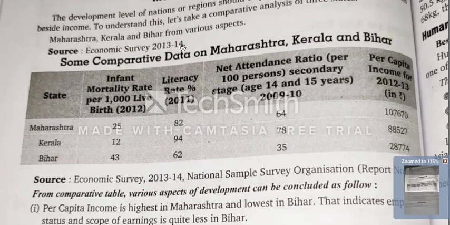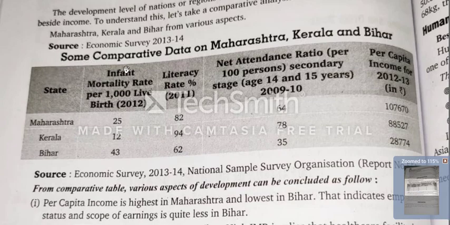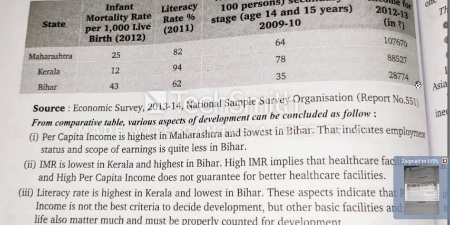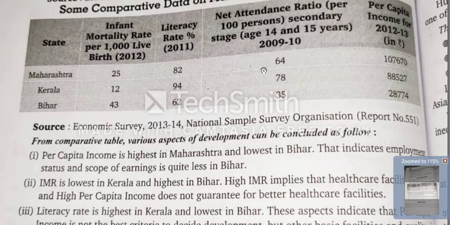Economic Survey 2013 and 14. Some comparative data on Maharashtra, Kerala and Bihar. Here you will see infant mortality rate per thousand live births 2012. Literacy rate you will see here, and net attendance ratio per 100 at secondary stage, 14 and 15 years, 2009 to 10, and per capita income for 2012 to 13. Here you can see the per capita income, literacy rate, infant mortality rate, and net attendance ratio.